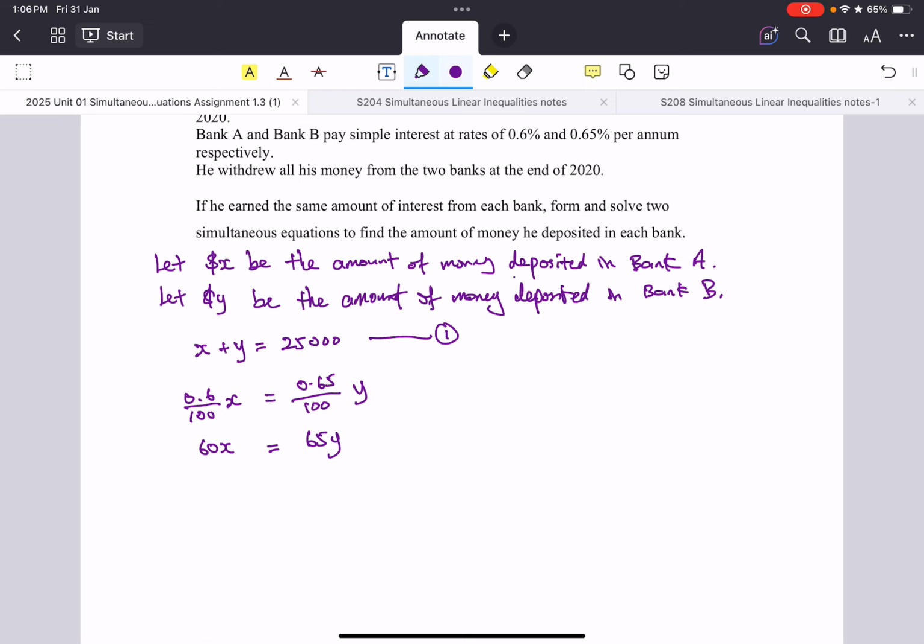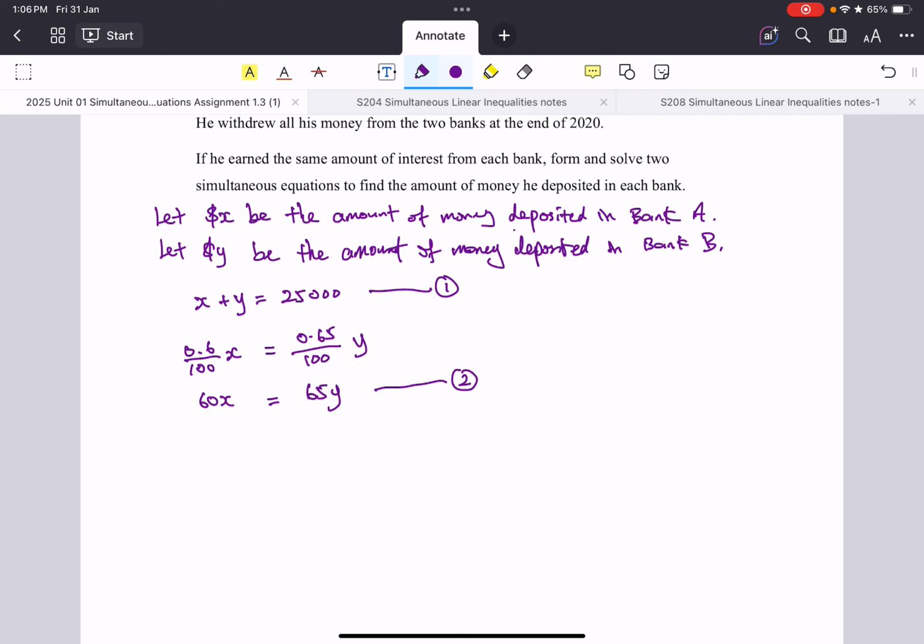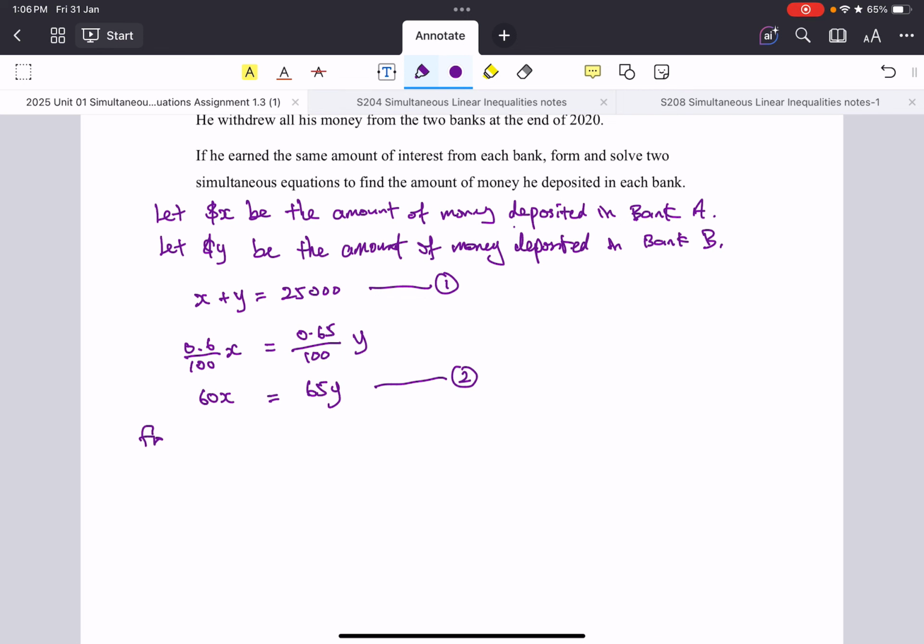Okay, so we have that. Can we simplify further? Well, we can, but there's no hurry, right? So I'm just going to call this equation 2. So what I'm going to do is I'm going to go to 1 again. So from 1, my y is actually 25000 minus x, and I'm going to call this equation 3. So now I will sub 3 into 2, and let's see what happened, right?